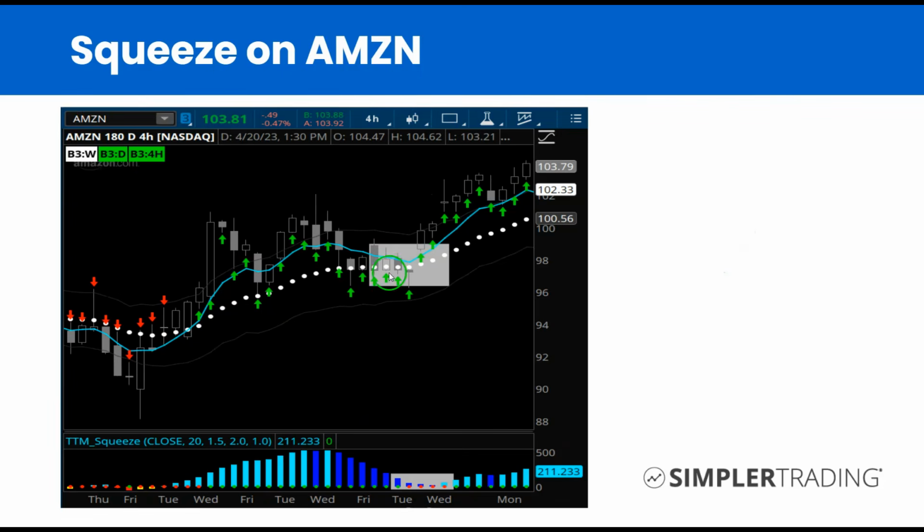Amazon on the 4-hour chart. Compression at the 21 EMA. Expansion towards your profit target.